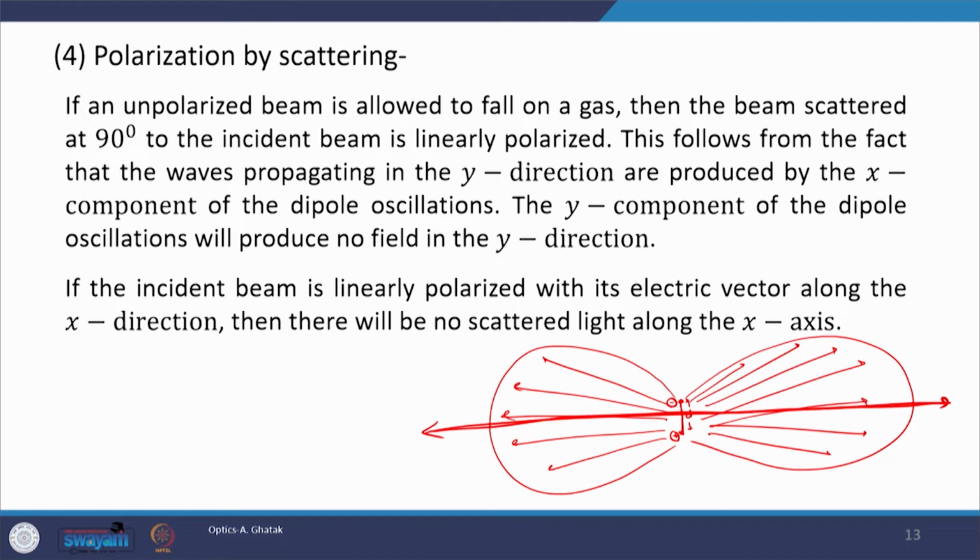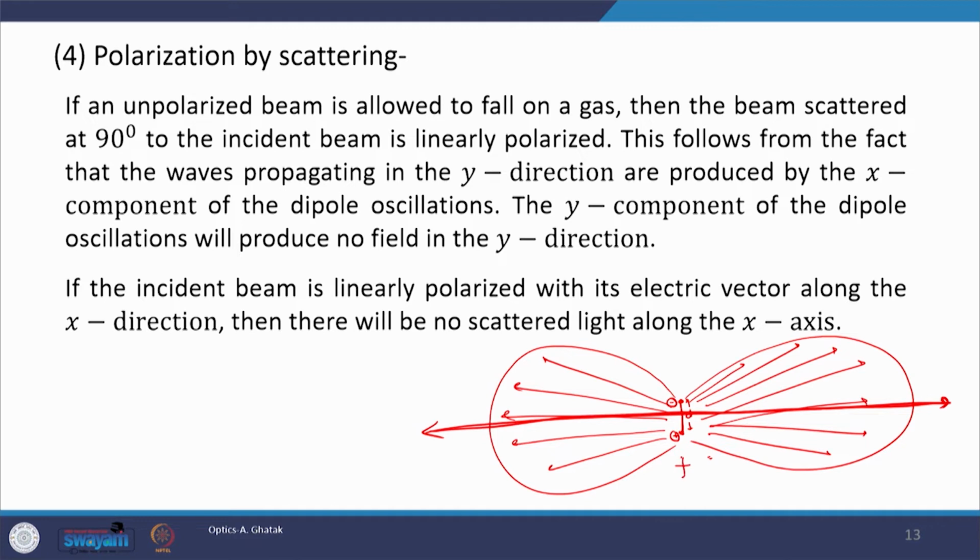How? If an unpolarized beam is allowed to fall on a gas, okay, and the gas consists of several molecules which are well separated from each other. Now, if unpolarized light is launched in this gas, then the beam scattered at 90 degrees to the incident beam is linearly polarized, and this can be again understood from this figure.